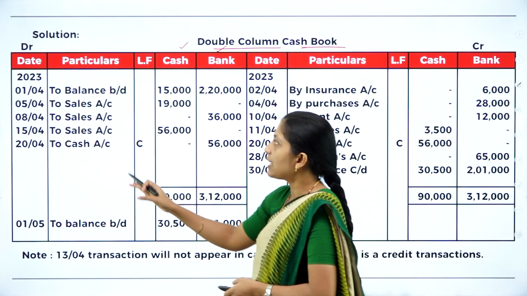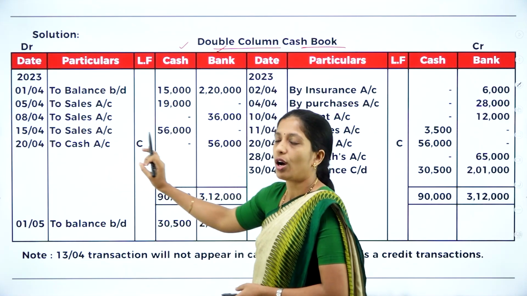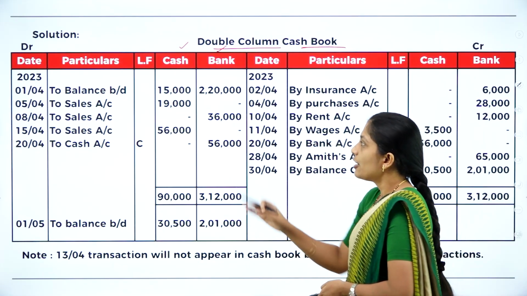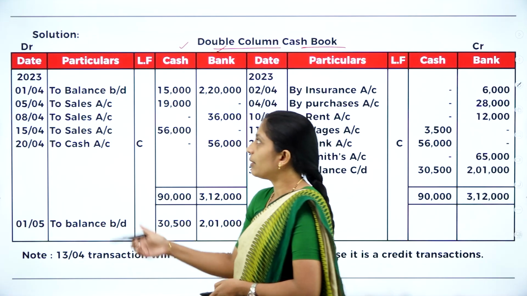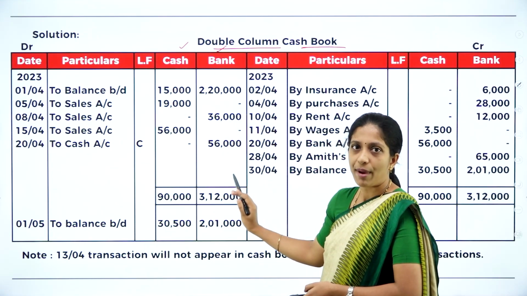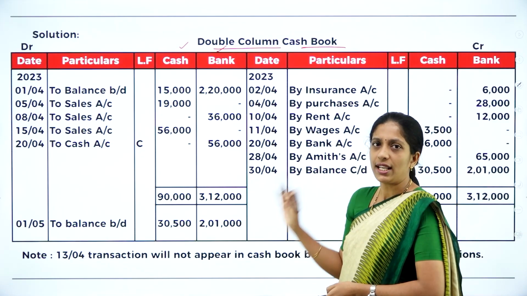So in your particulars, this side is your expenses or losses, and the credit side will be revenue or gain. You can write the format in another way also: date, expenses or losses, ledger folio, cash, bank; date, revenue or gain, ledger folio, cash and bank.